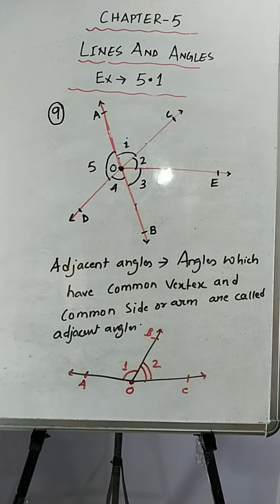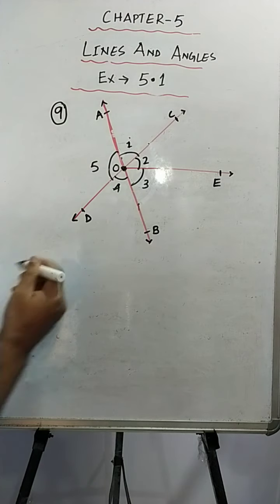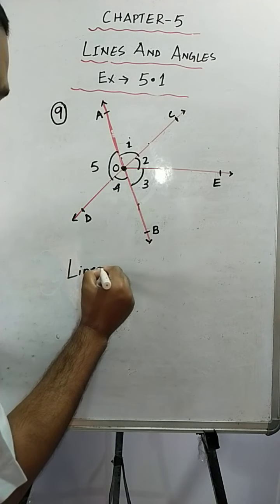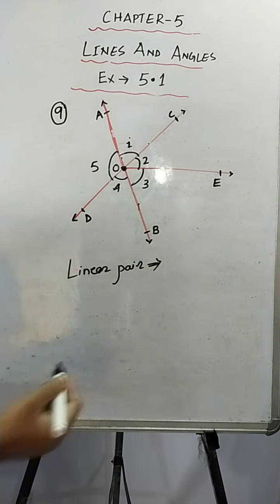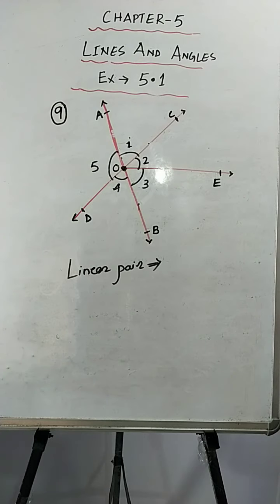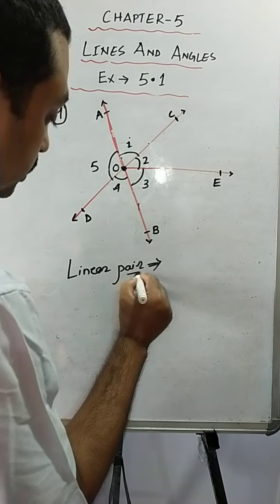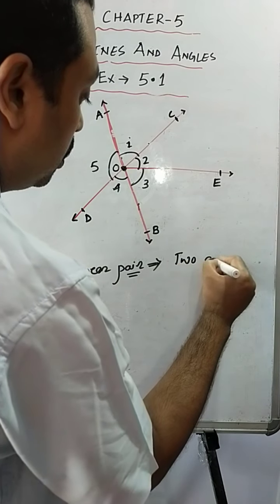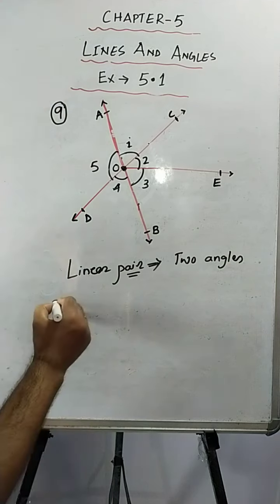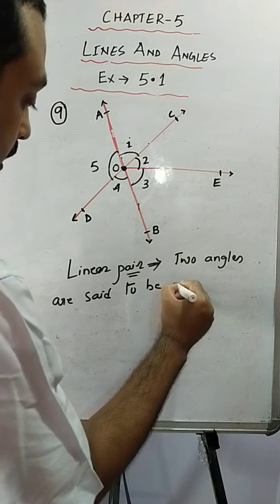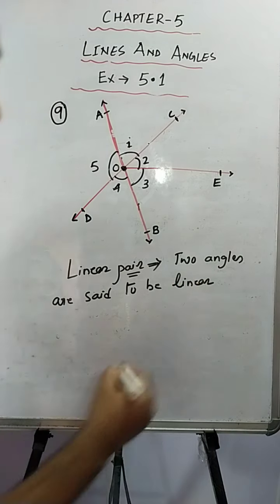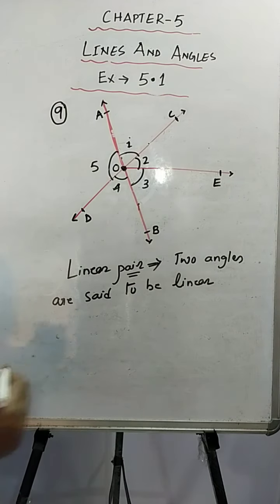Now we'll study the next definition, that is linear pair. Linear pair is also a type of adjacent angle. So you will write: two angles are said to be linear, because we have used the word pair, two angles are said to be linear if they are adjacent.